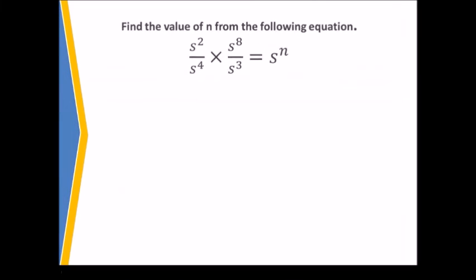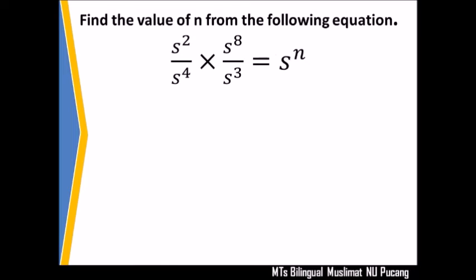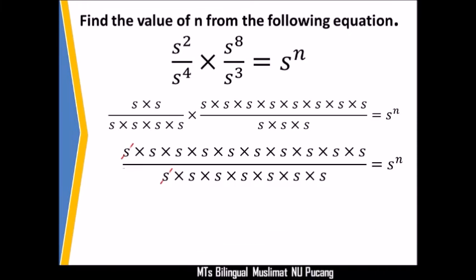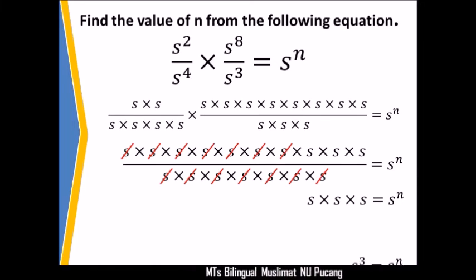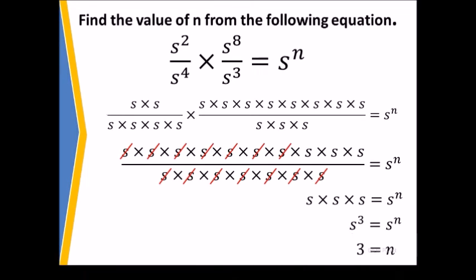I have a question again. Find the value of n from the following equation: S to the power of 2 divided by S to the power of 4 times S to the power of 8 divided by S to the power of 3 equals S to the power of n. Following the solution. So the answer is 3 equals n.